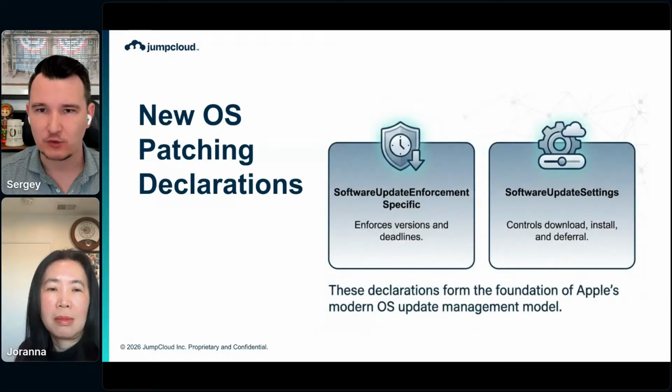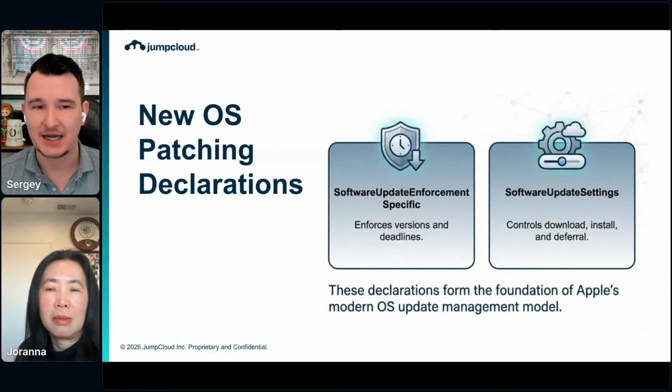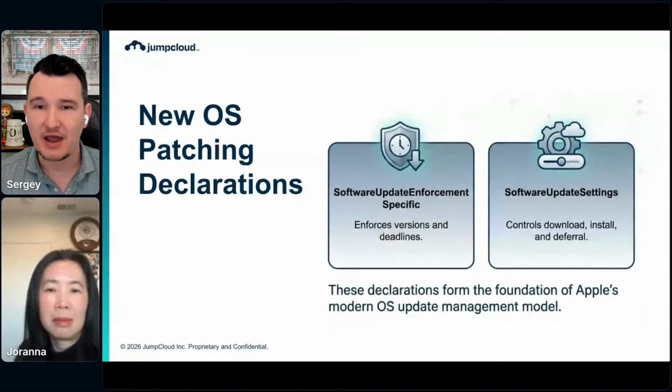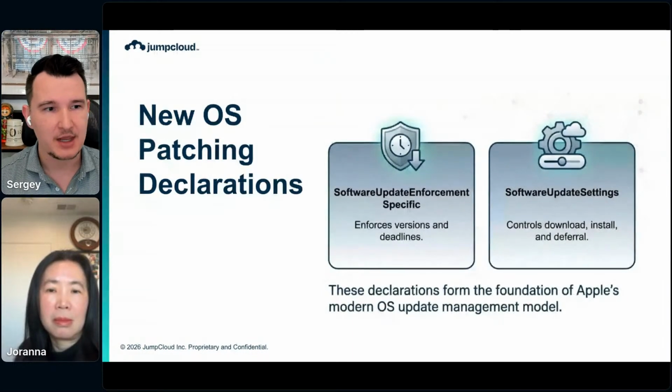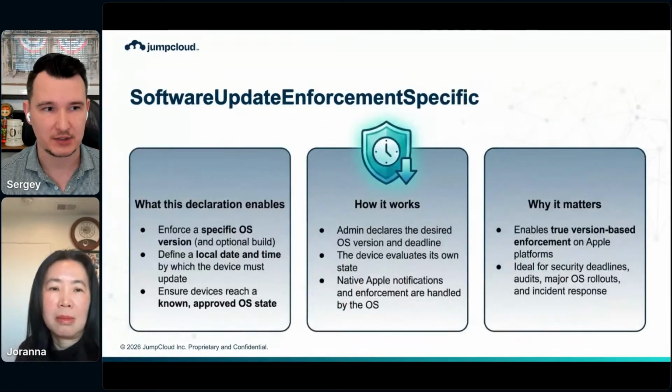So we talked about those 4 types of declarations. Well, there's 2 specific configuration declarations that Apple has introduced over the last couple of years. The first one is the software update enforcement specific and the software update settings. These 2 form the foundation of Apple's modern OS update management model. And we're going to dive a little bit deeper into each and every one of them as we keep going.